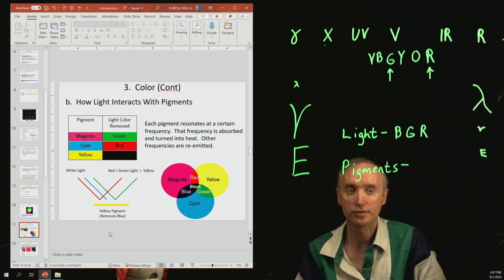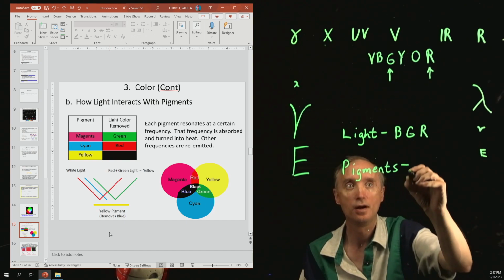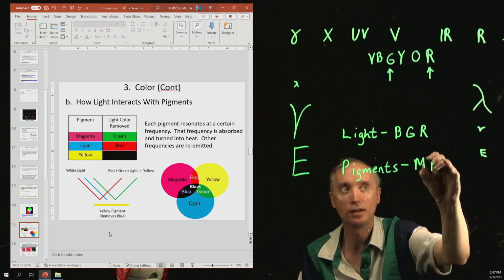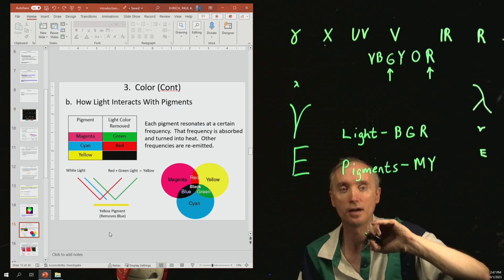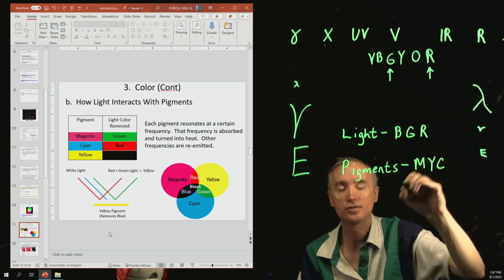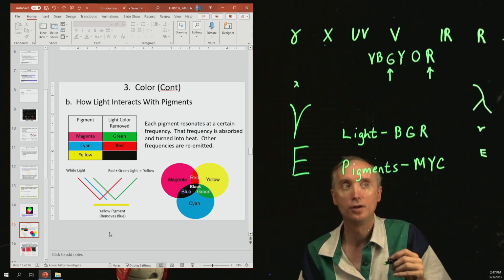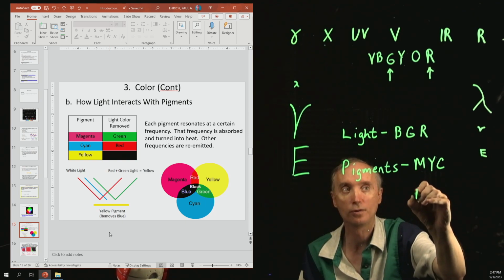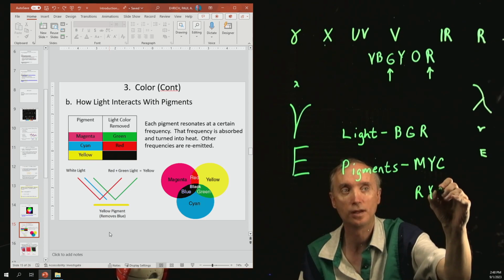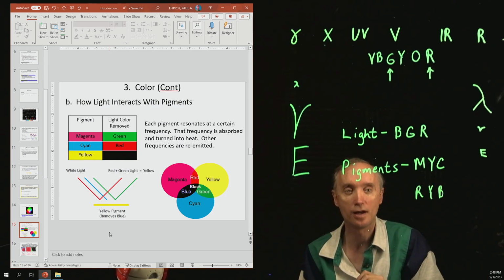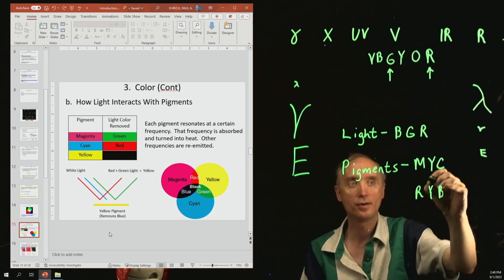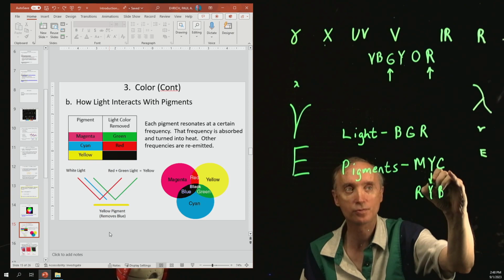So it turns out that the three primary pigment colors are going to be magenta, and then the color yellow, and then the color cyan. So in elementary school, when they said that the three pigment colors were red, yellow, and blue, they were lying to you. So I guess they were just trying to make things easier. Now they were truthful in this one.